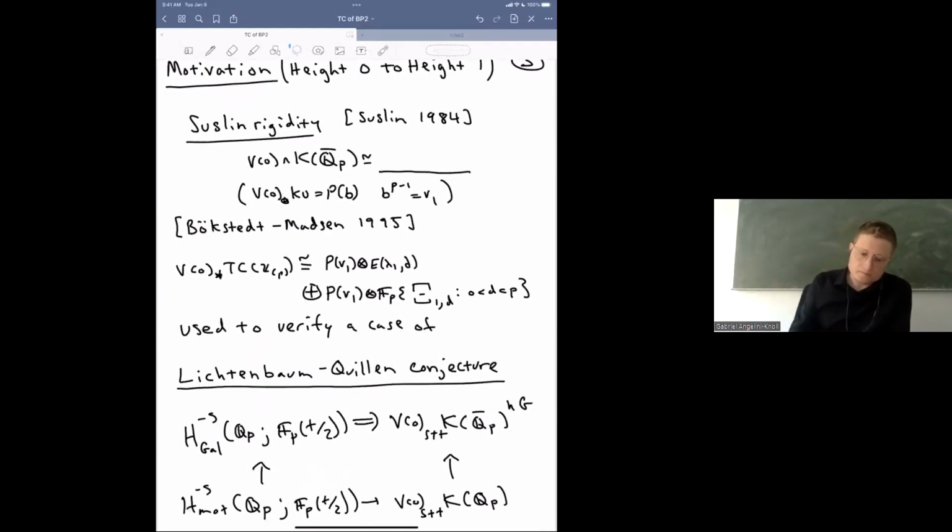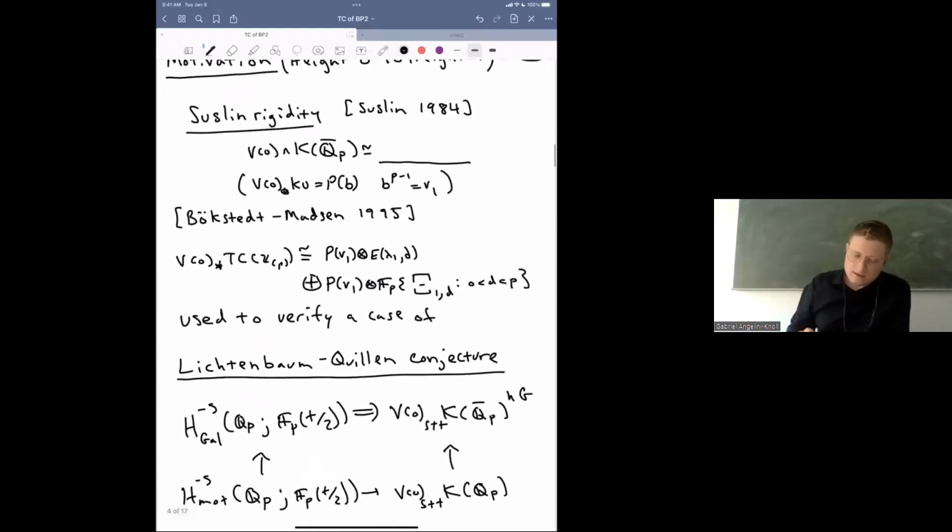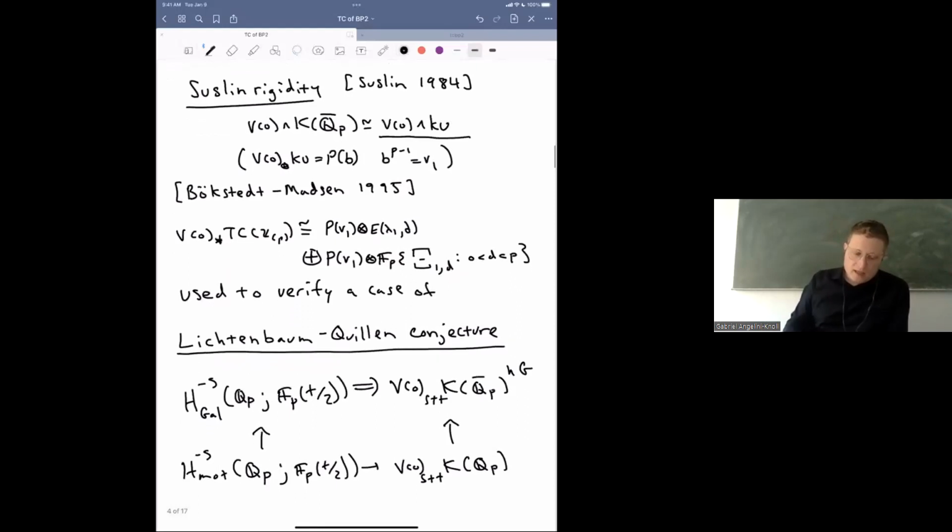Suslin has this result that the mod p algebraic K-theory of the algebraic closure of a field always agrees with the mod p complex K-theory. That is, of course, finitely generated and free as a polynomial v1 module. Then Bökstedt and Madsen computed the mod p topological cyclic homology of the p-local integers and showed that it's finitely generated and free as a polynomial v1 module on these explicit generators, which are actually the same generators we saw in the BP2 case.